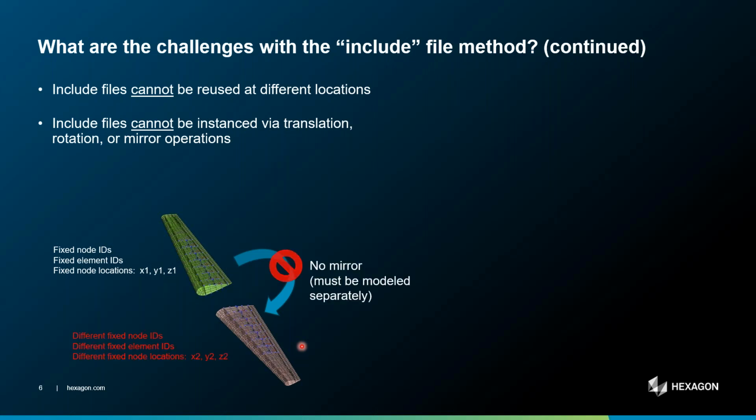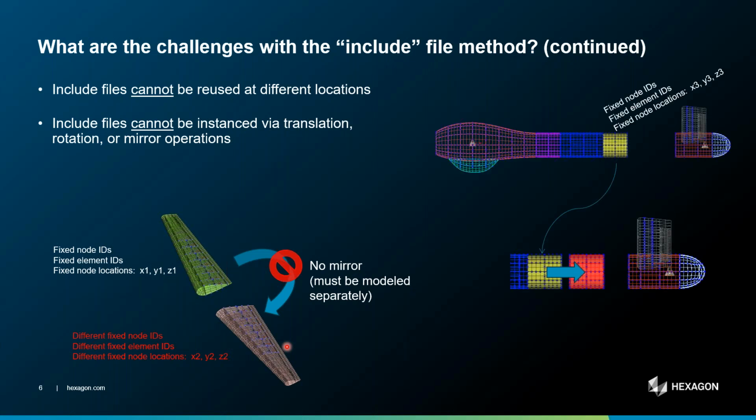Well, you can manage the mirror operation with pre and post processing, but you end up with a new set of node IDs, a new set of element IDs, and honestly, you end up with a separate model, which basically means if I change the right wing, I've got to change the left wing too. So the current workflow using preprocessors to make that copy is not an obstacle, but it is a hurdle. It is extra work.